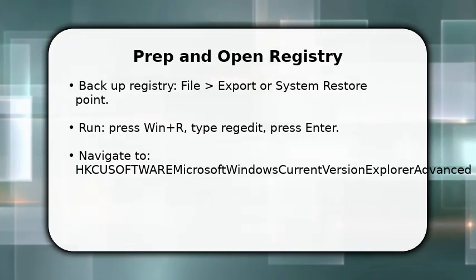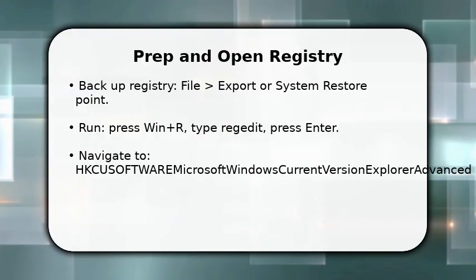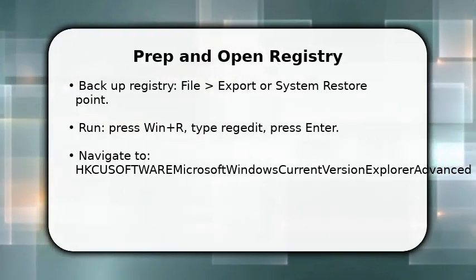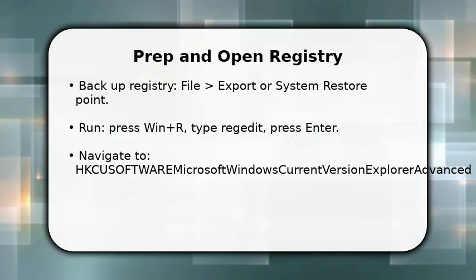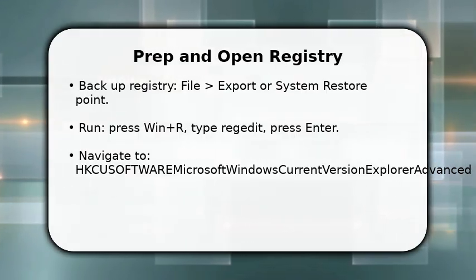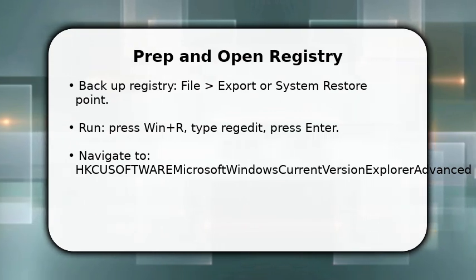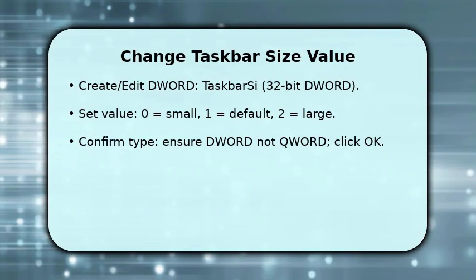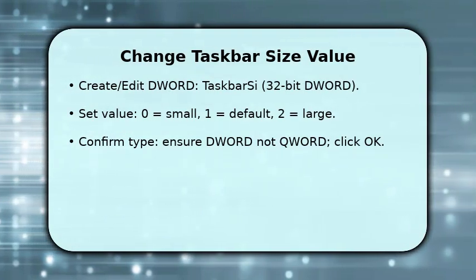Then follow the left pane to HKEY_CURRENT_USER\Software\Microsoft\Windows\CurrentVersion\Explorer\Advanced. Make sure you see the Advanced key. If you don't, create it. This gets you immediately to the exact location where the taskbar size setting lives. No detours. Now you'll edit the size setting that controls the taskbar.